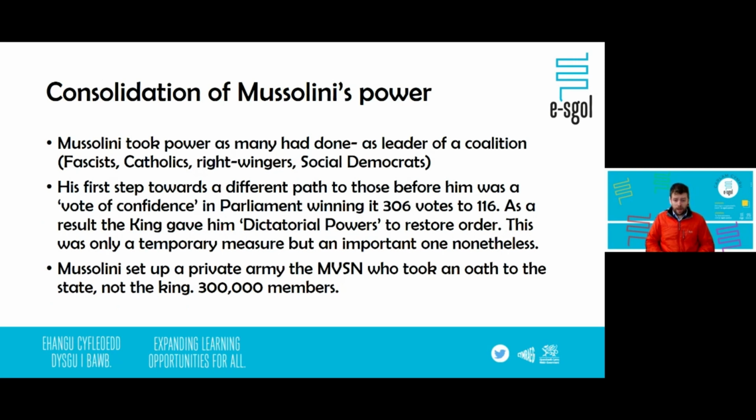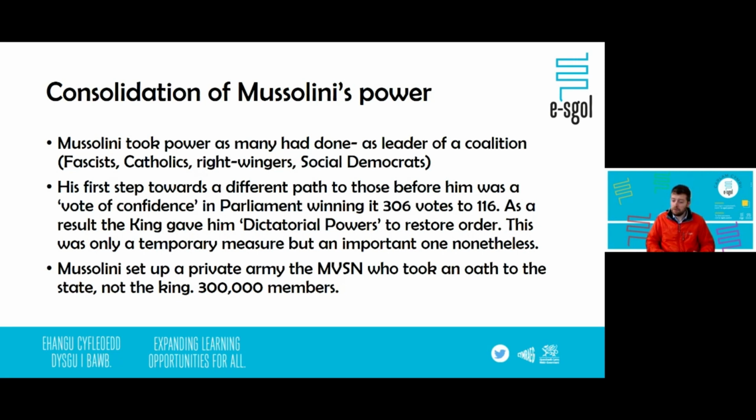Now, Mussolini took power, as many had done, as leader of a coalition. He was the leader of the fascist, Catholics, right-wing, social democrat coalition. When he was appointed as prime minister, he was leading that coalition. But his first step towards a different path to those coming before him, those, for example, 13 prime ministers between 1900 and 1918, was he called for a vote of confidence in him in the parliament.